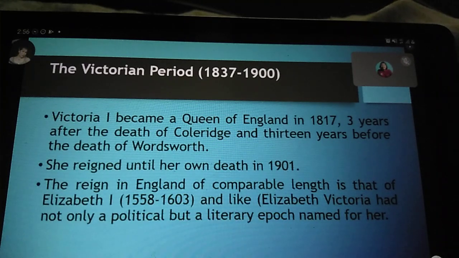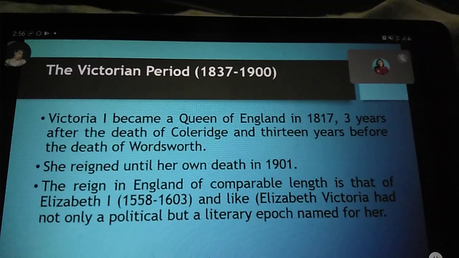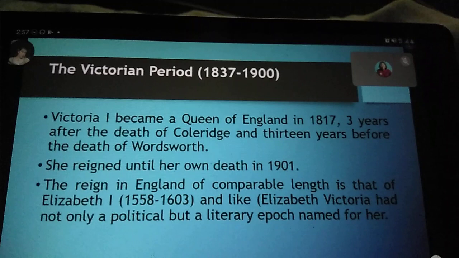The Victorian period. Victoria became Queen of England in 1837 after the death of Coleridge and 13 years before the death of Wordsworth. She reigned, nanatili siyang reyna till her own death in 1901. The only reign in England of comparable length is that of Elizabeth; the Victorian age is named for her.